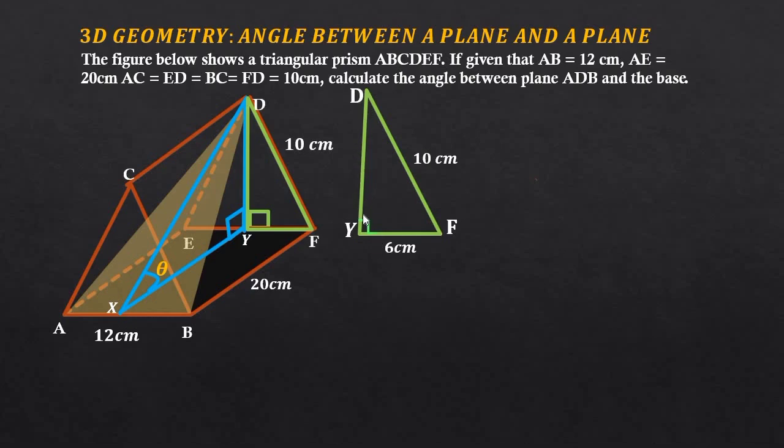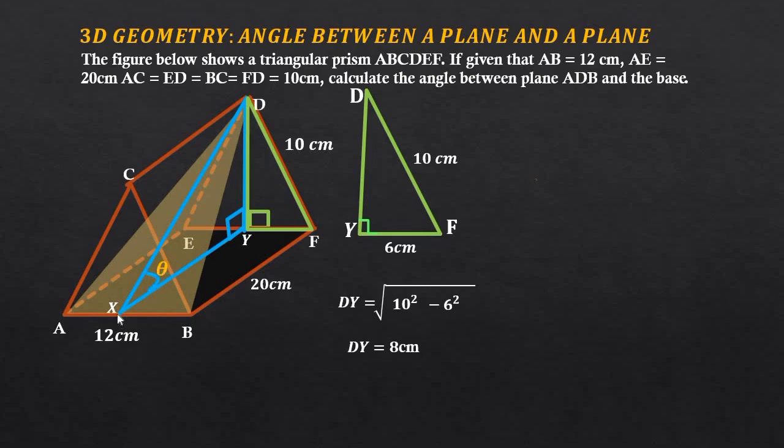Now we are left with DY to determine. And because this is a right angle triangle, we can use Pythagoras theorem to determine the value of DY. So we'll have the square root of hypotenuse squared minus base squared, and hypotenuse is 10, base is 6. So 10 squared minus 6 squared. So this is the square root of 100 minus 36, that is root 64, and therefore DY is 8 centimeters. Now, having known the value of DY, we can therefore extract triangle XYD. Remember, it is XYD that will help us determine the size of angle theta.